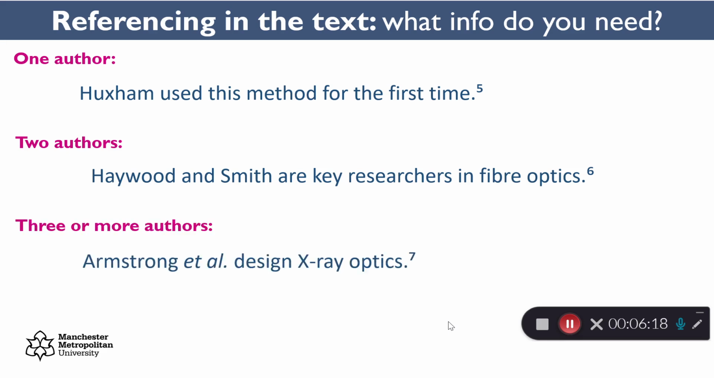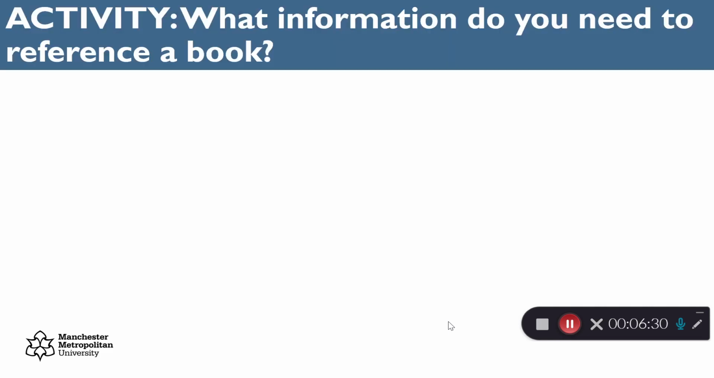When you are citing three or more authors, you need to put et al. in italics after the first author's name and put the superscript number at the end of the sentence. So have a think about what elements you would need to put in your reference list if you referenced a book. Pause this video and jot down your ideas.